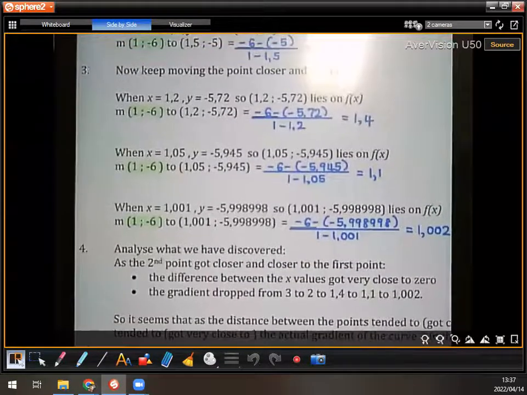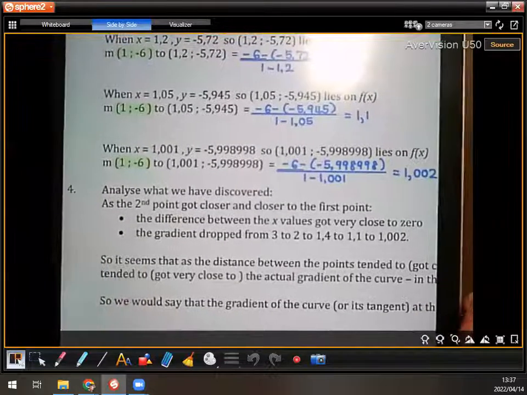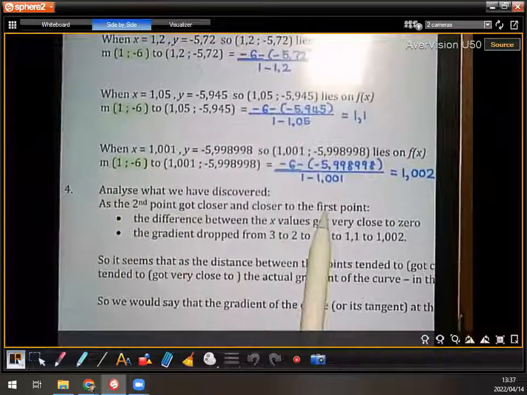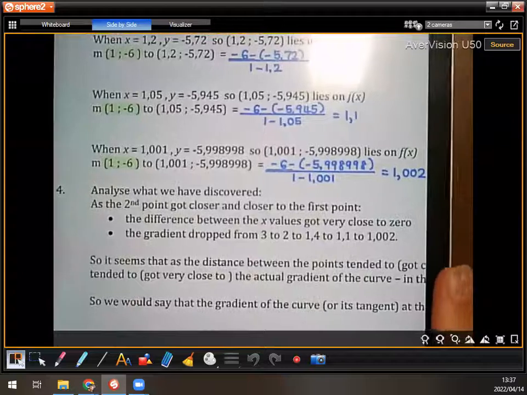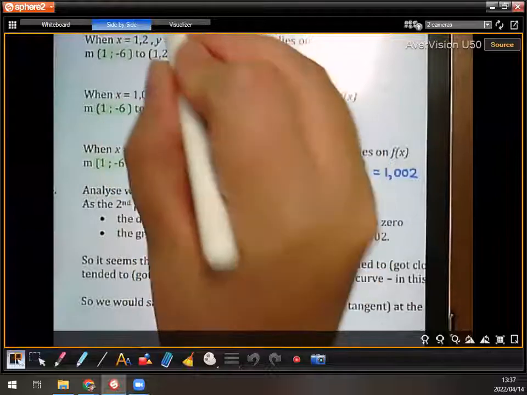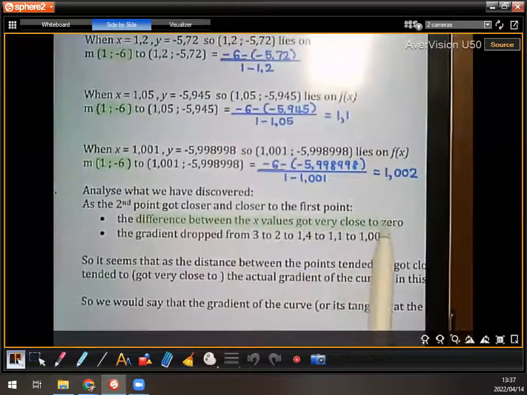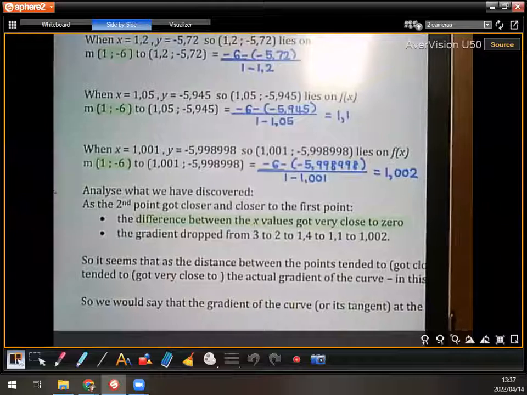Yes. So let's analyze what we have discovered, guys. As the second point got closer and closer to the first point, that's what we did every time, the difference between the x values got very close to 0. Okay, let's highlight that. That is important. The difference between the x values got very close to 0.